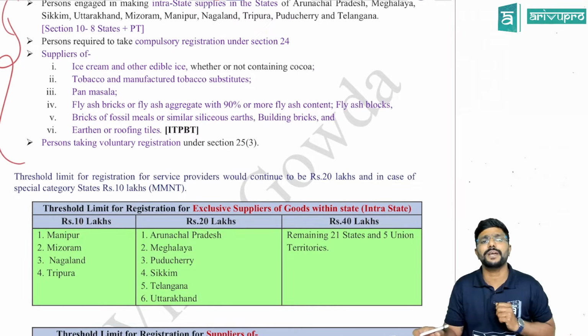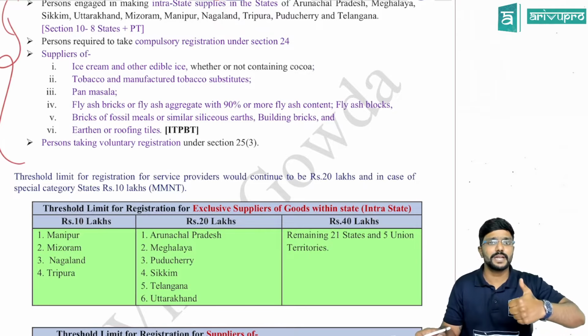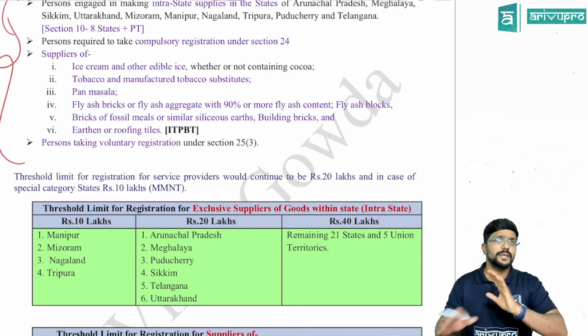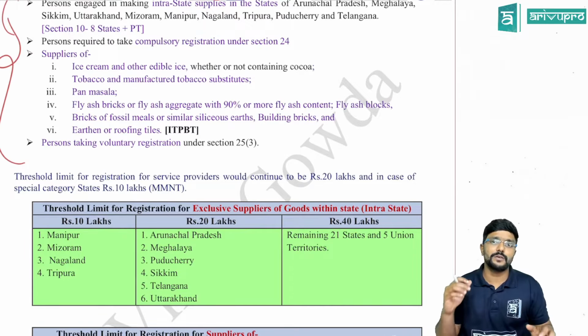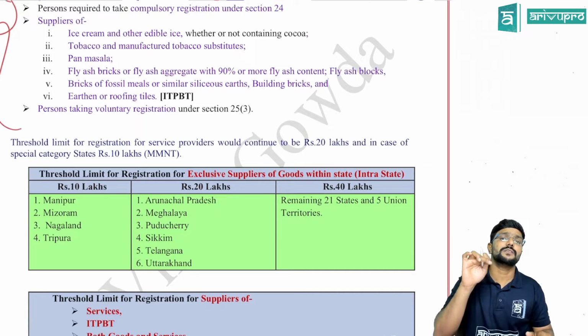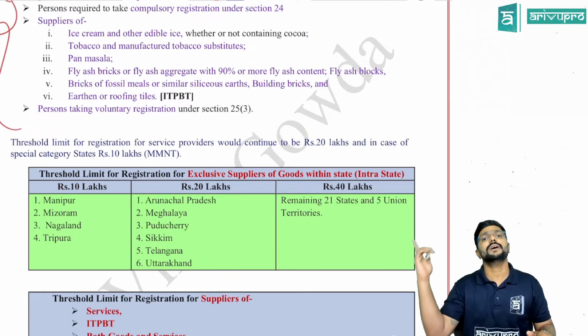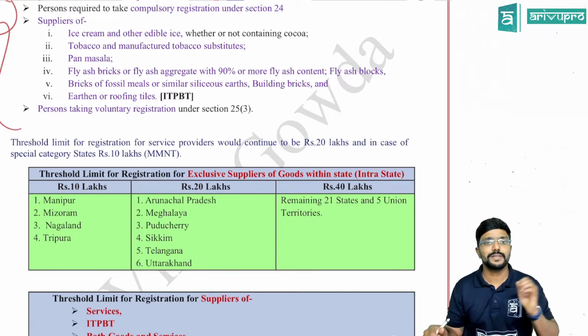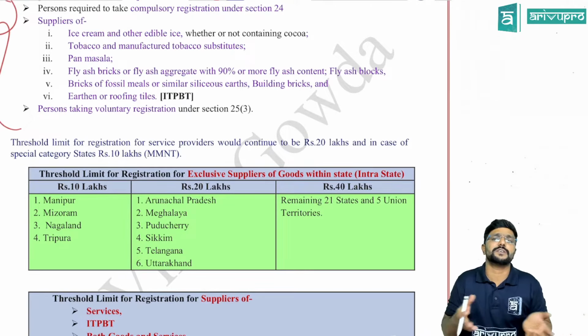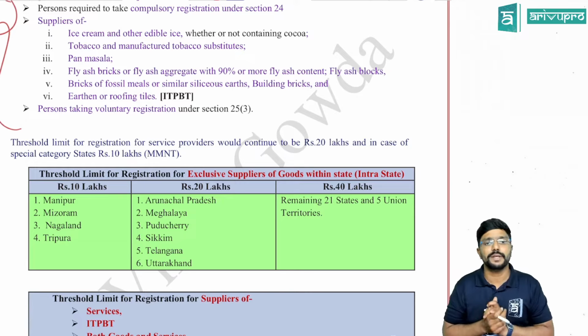Then coming to suppliers of ITPBT, that is ice cream, tobacco, pan masala, bricks and tiles, irrespective of your aggregate turnover, for you the 40 lakh limit is not applicable. So you have to take registration when your turnover crosses 20 lakh or 10 lakh as the case may be. Then a person taking voluntary registration, even though your turnover has not crossed, you are taking registration. For you, turnover is not at all applicable.